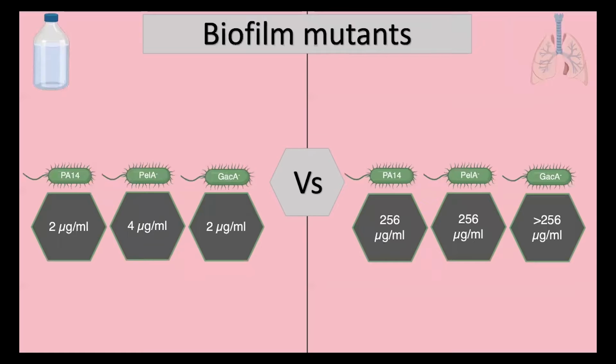In order to test whether biofilm formation was key to the higher resistance in the lung, I tested two biofilm mutants, PelE and GakE, with the PA14 wild type. The biofilm mutants had similar MIC values when performed in cystic fibrosis media. In the lung model, the biofilm mutants survived at the same levels of antibiotic as the wild type, suggesting that the lung environment itself increases resistance in addition to biofilm formation.